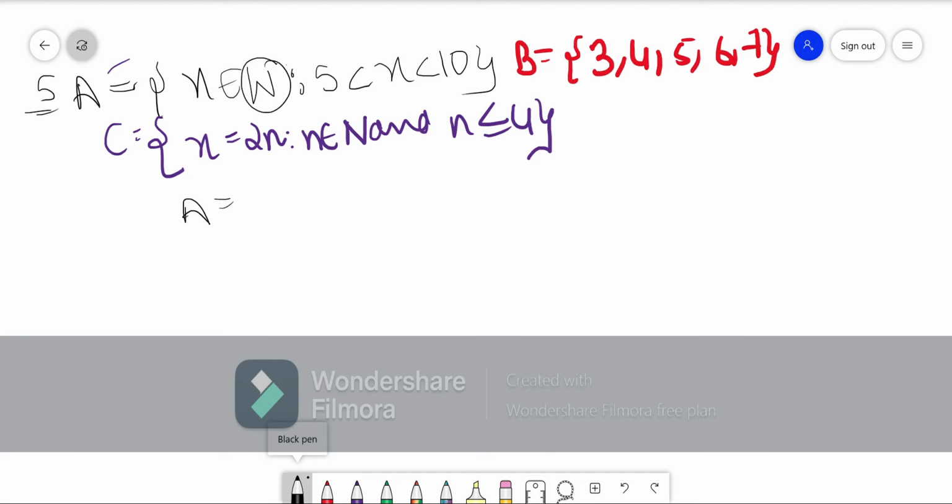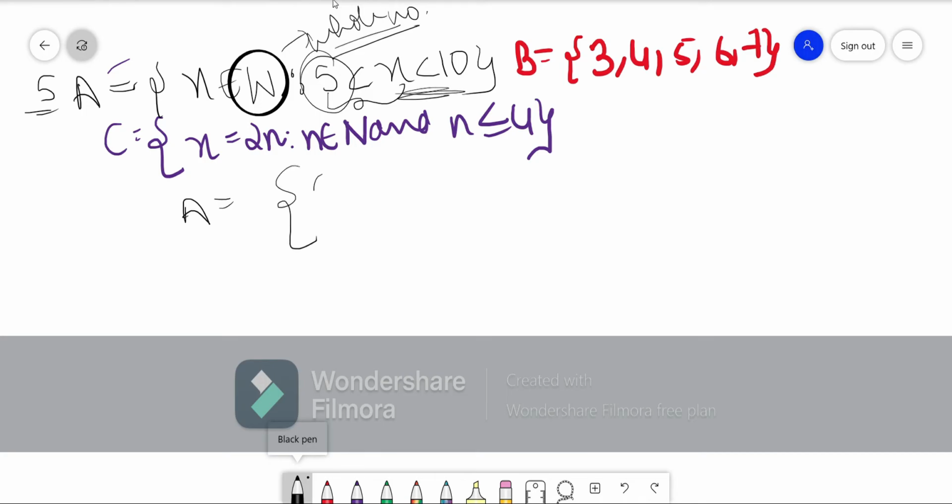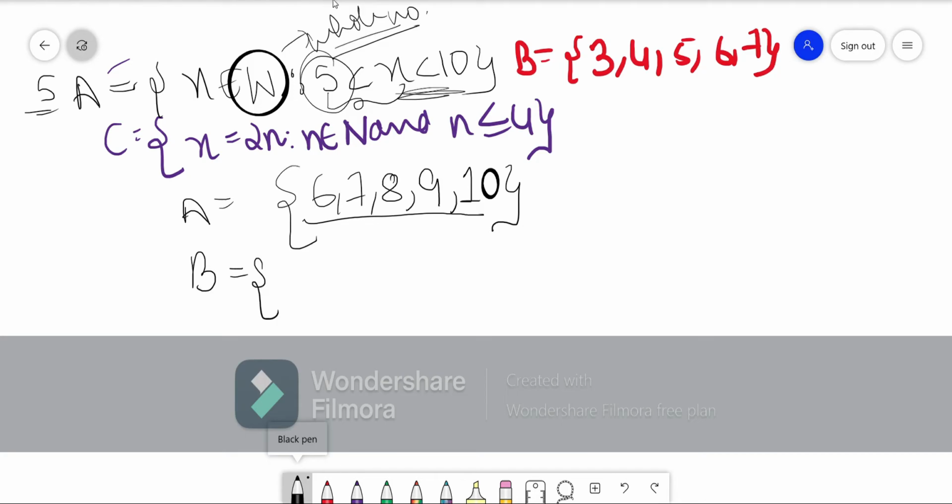X such that X belongs to W. So X belongs to whole number. Okay. So if x belongs to whole number, we all know whole numbers start from 0, but we've been given the limitation that x is greater than 5, right? So if x is greater than 5, then 5 will not be included, and it should be less than 10. So 6, 7, 8, 9. They are the elements of the set A. Now the elements of the set B are 3, 4, 5, 6, 7, right?